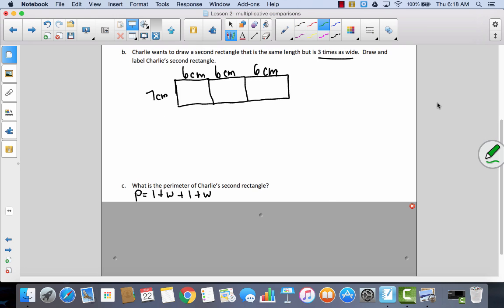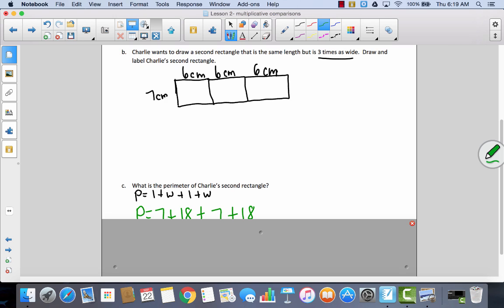Okay, so hopefully you tried to find the perimeter by yourself. Now remember that the perimeter is length plus width plus length plus width. So I knew that the length was 7, and then I had to figure out the width. I knew that 6 plus 6 was 12, plus 6 more was 18. So that gave me 7 plus 18 plus 7 plus 18.